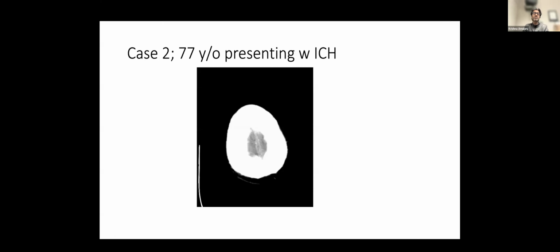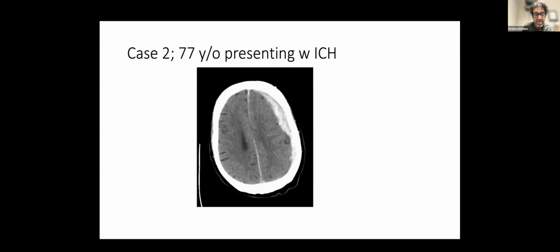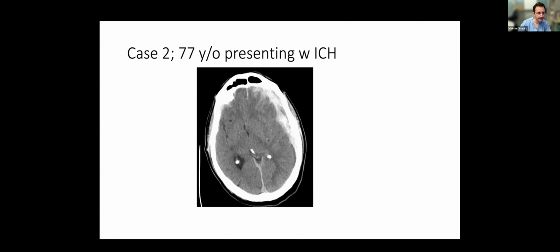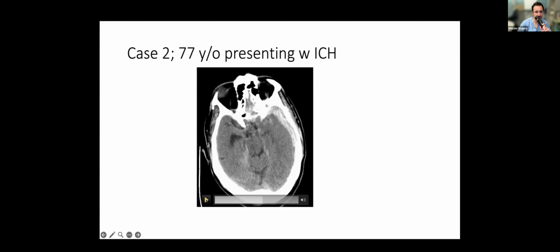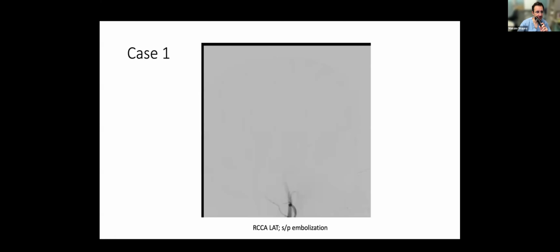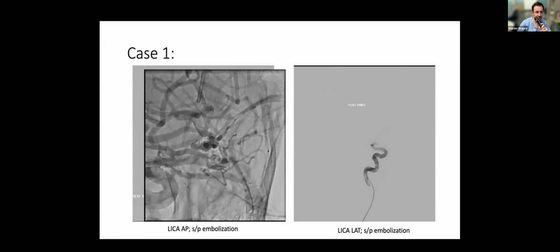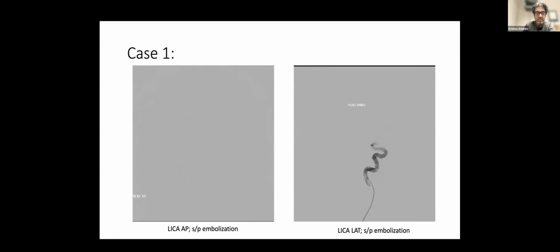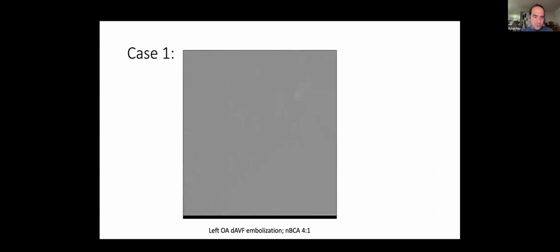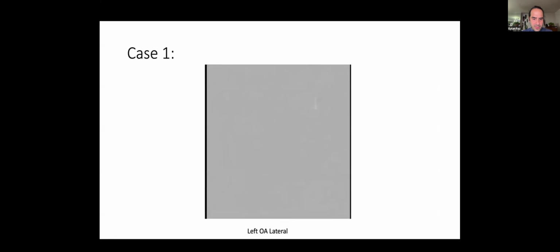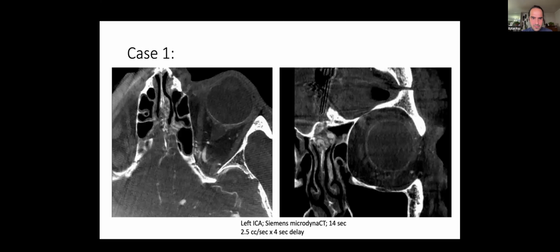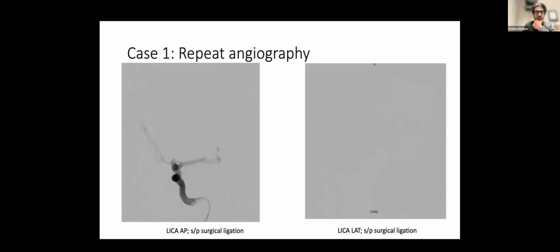Here's the second case, very similar. But this patient... We discussed the first case. Sorry? Let's discuss this case. Oh, okay, sure. All right. Are there any comments or questions? There's a lot to talk about. Yeah. Why don't you restart from the get-go, from the initial angiographic images? Sure.